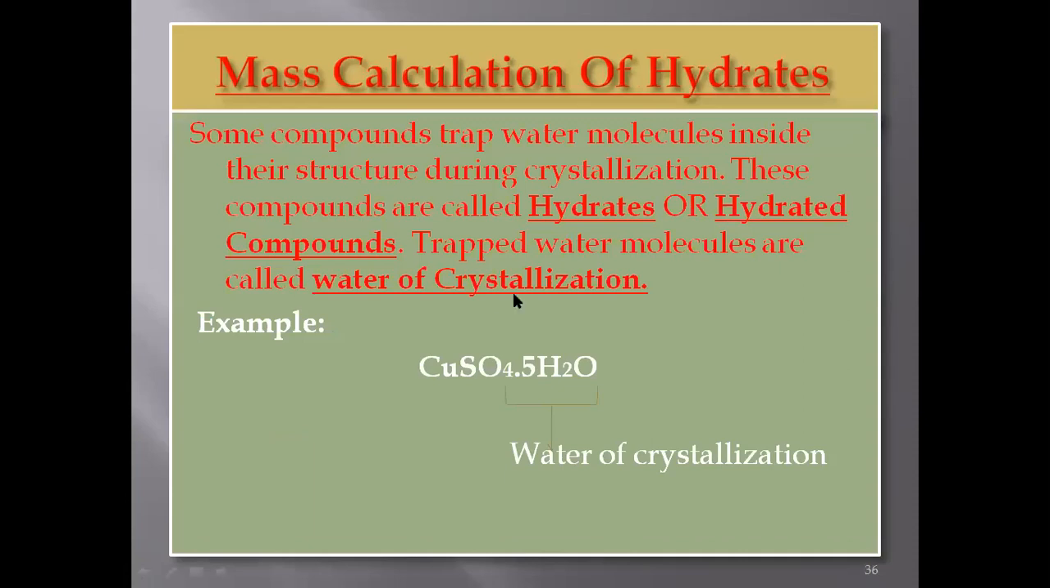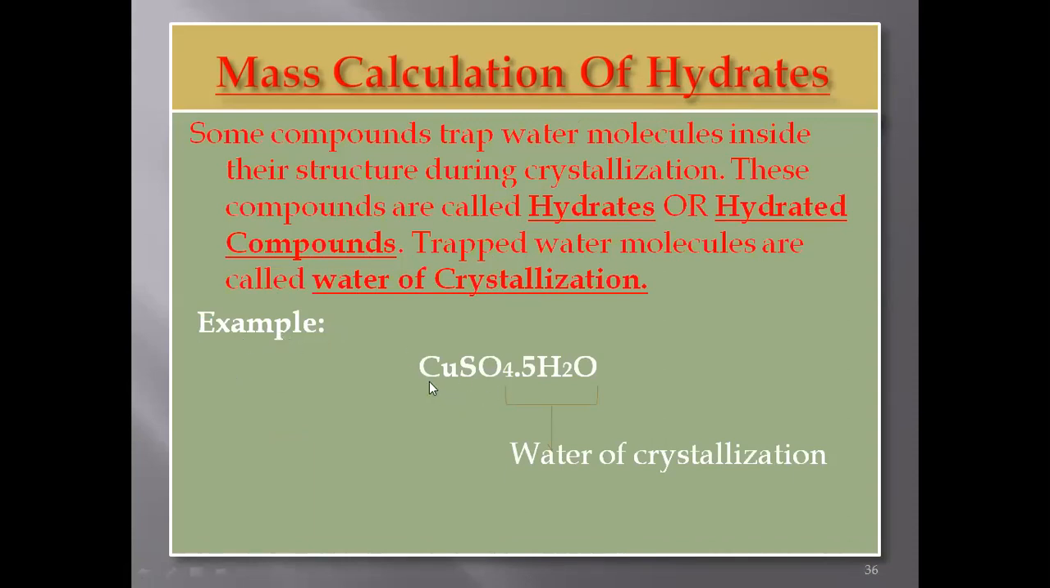Now the mass calculation of hydrates. How can you calculate the mass of hydrates? Now, what are hydrates? Some compounds trap water molecules inside their structure during crystallization, and these compounds are called hydrates, or we can say hydrated compounds. The trapped water molecules are called water of crystallization. These are the water molecules which get trapped inside the solid compound during its crystallization, and these water molecules are called water of crystallization.